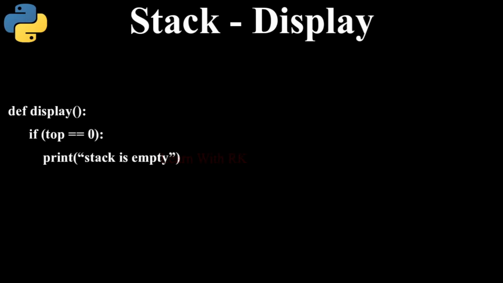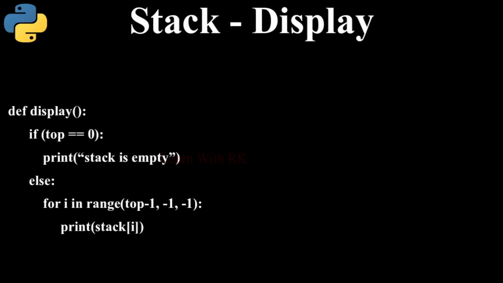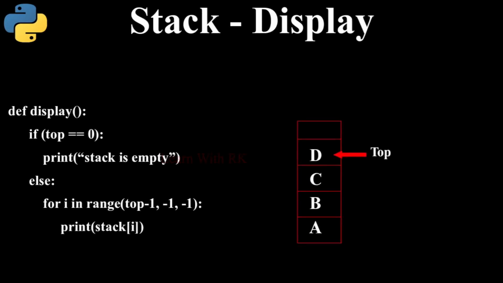The third operation is display operation. Display operation is generally used to print the elements available in the stack without popping out those characters. Let's write the pseudocode for display operation. I'm declaring the function and I'm making sure the stack is not empty. In the else condition, I'm traversing from top to the last character in reverse order and I'm printing the elements one by one. Now we have seen how the stack actually works.